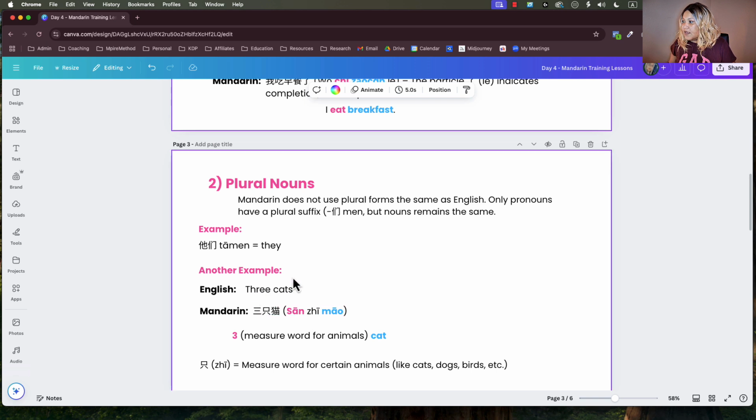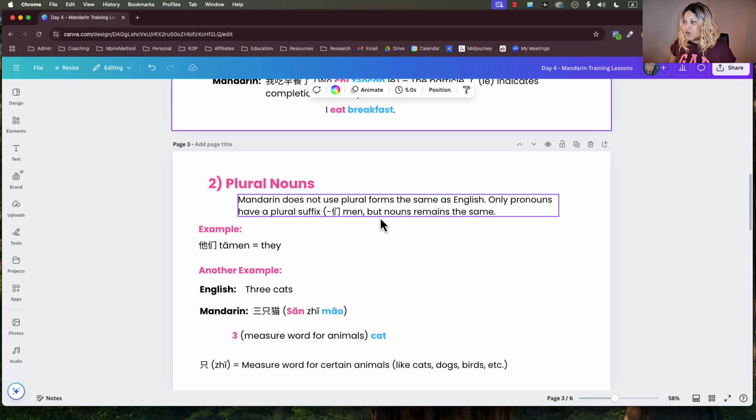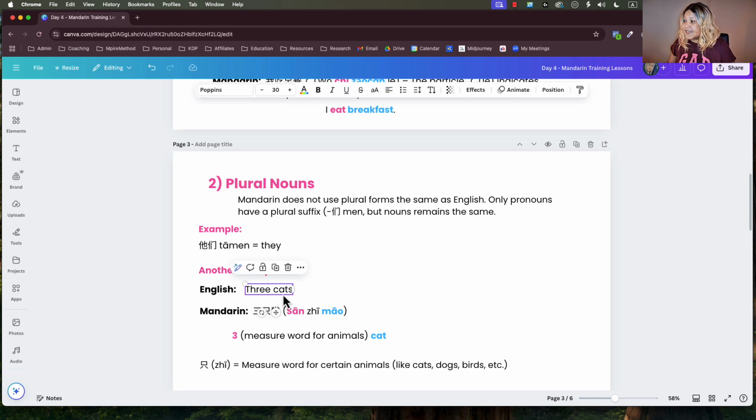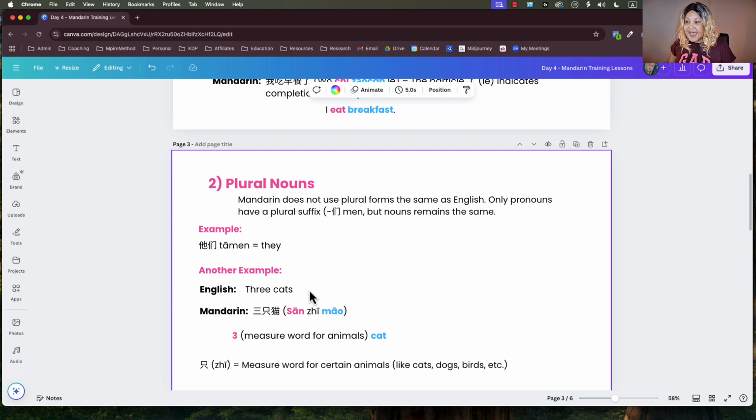Now we're talking plurals. In English, we'll say 3 cats. We'll put an S on the end to show more than one cat. We're talking about more than one cat, so we'll put an S at the end, cats. I have 3 cats.